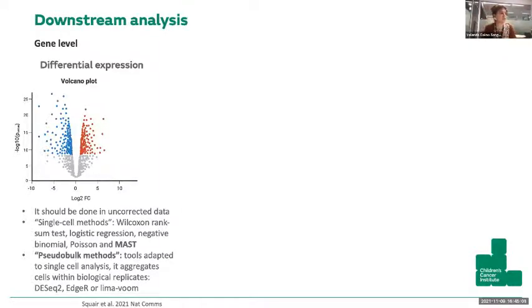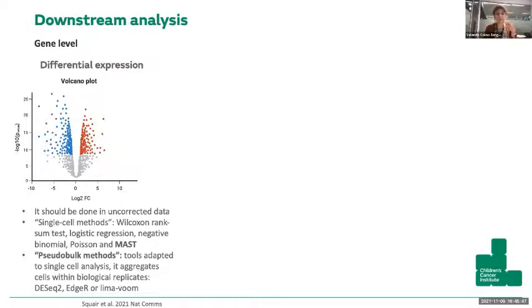But then you have also pseudo-bulk methods, which are tools that come from bulk RNA-seq, and they have been kind of adapted for single cell, in which you actually group your cells into a bulk, and you group them based on your biological replicates, if you have them. And actually, there's been a really recent paper in Nature Comms that looks at which type of differential analysis works best. And they actually found that the single cell methods have more false discovery, the higher false discovery rate.